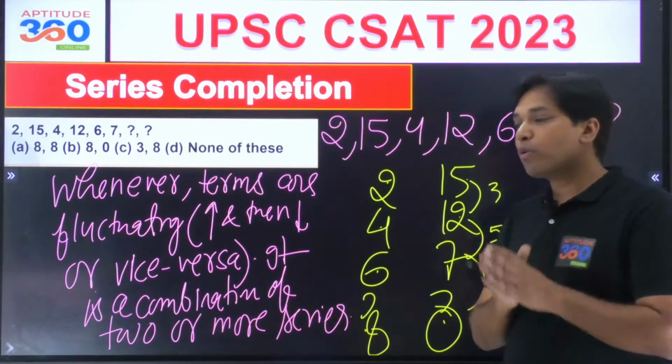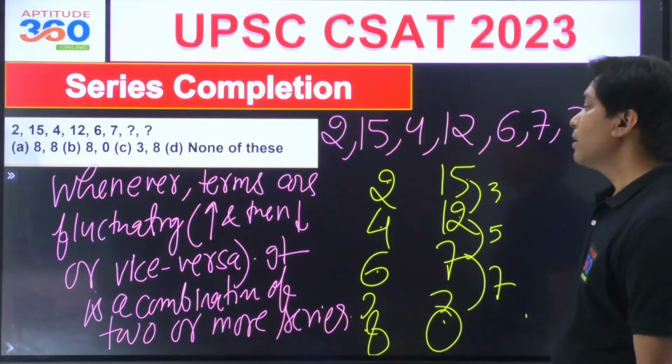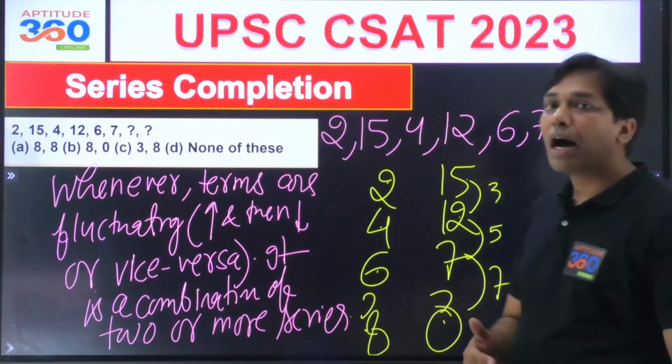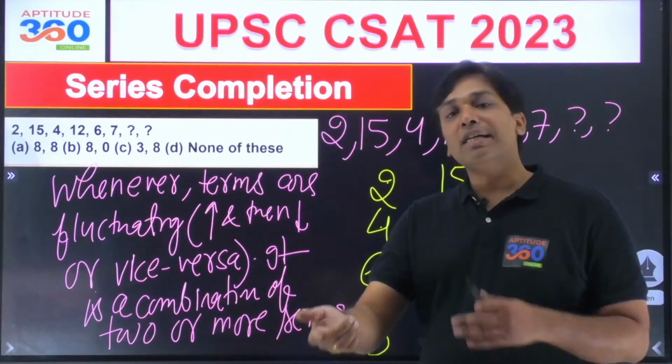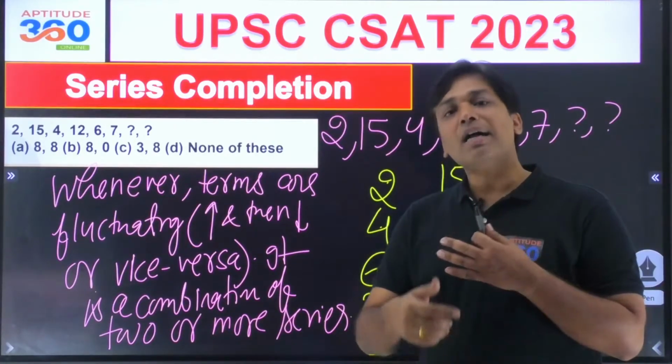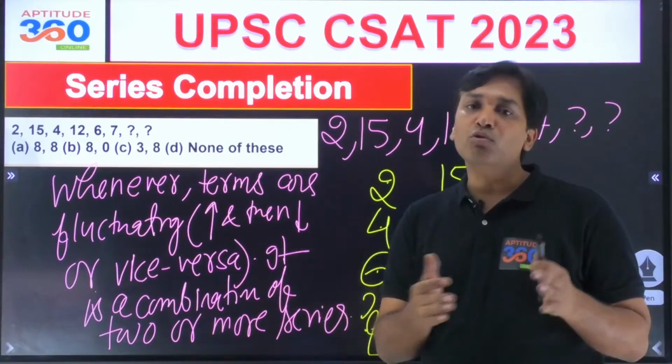So those of you who are getting the right answer are doing very good. So what did I say? What is the learning from this particular slide? If they are increasing and decreasing, or vice versa, they are fluctuating. So this is nothing but a series having 2 or more terms, right?